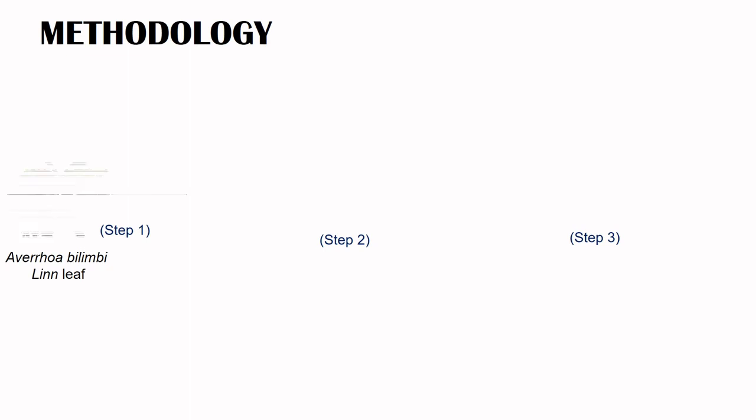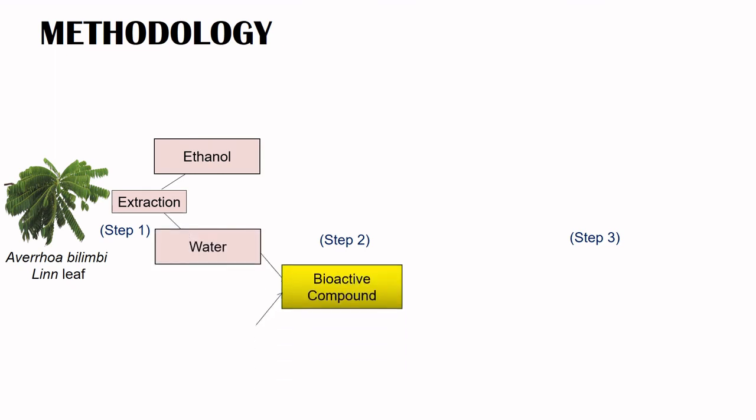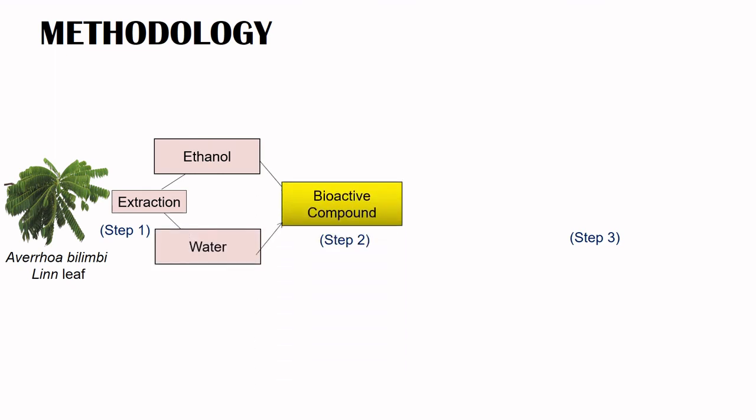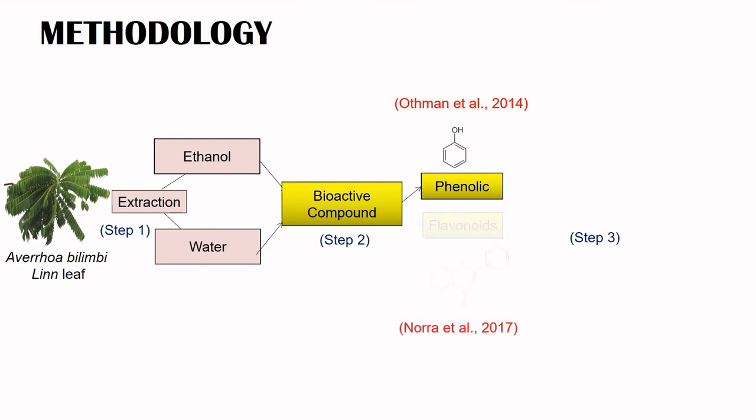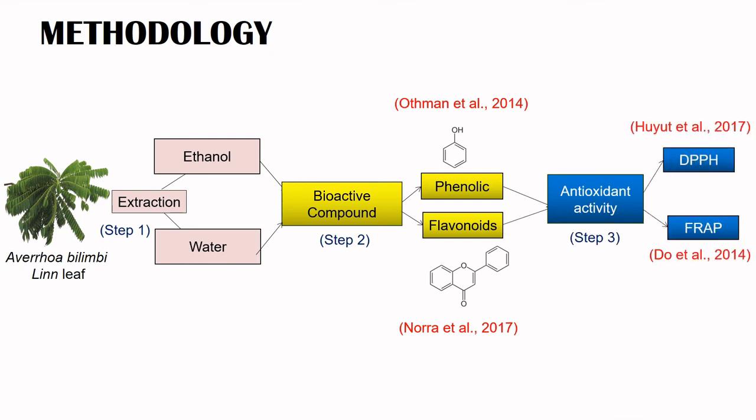In this study, I'm extracting the plant extract using two different solvents, which are ethanol and water. The second step is determination of bioactive compounds, which is to determine the phenolics and also the flavonoids compounds. The third step is to test the antioxidant activity using the DPPH and also FRAP.